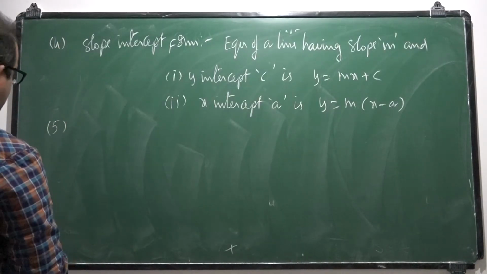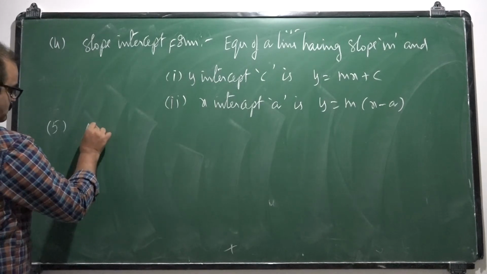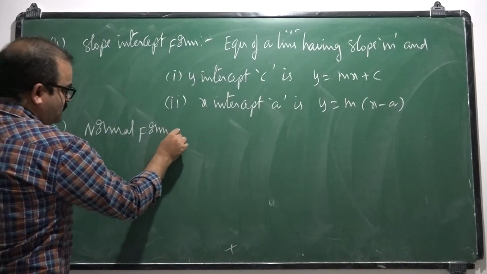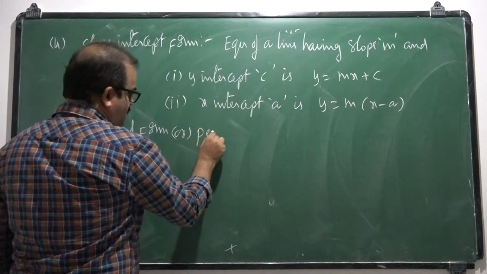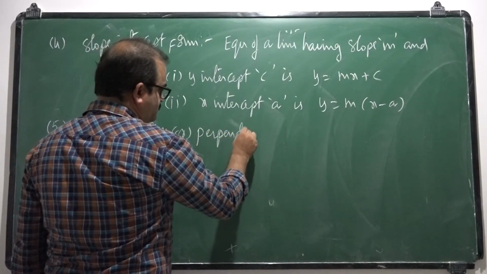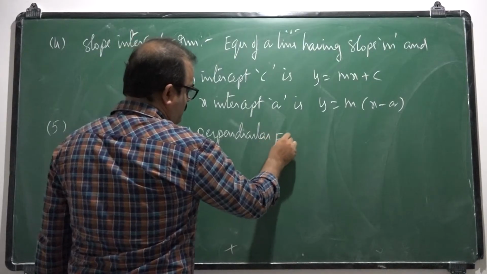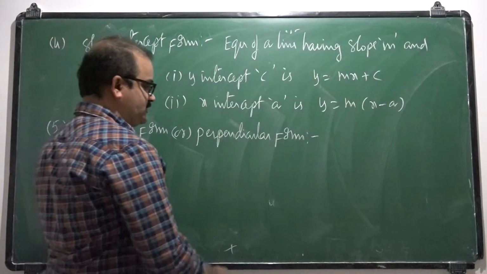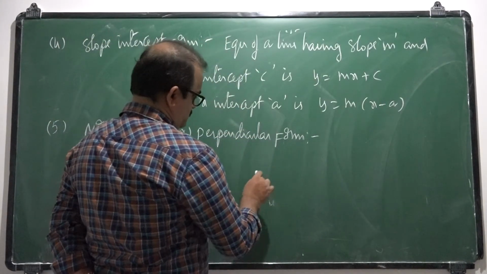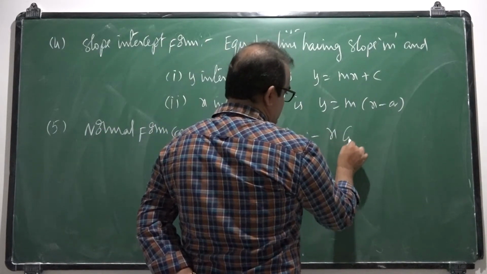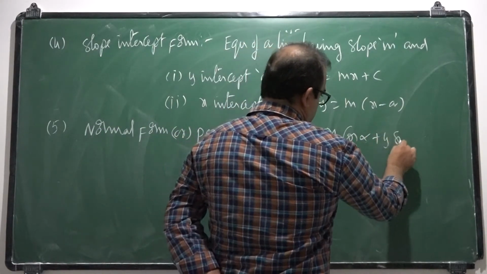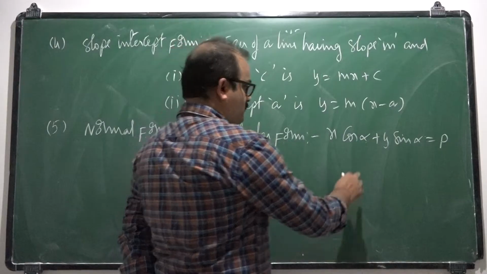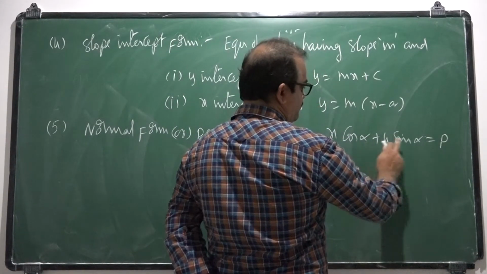Next, normal form or perpendicular form. In this, equation of the line is x cos alpha plus y sin alpha is equal to p. Now we discuss what is meant by alpha and what is meant by p.